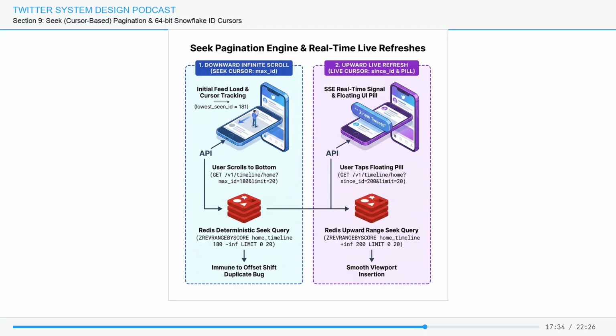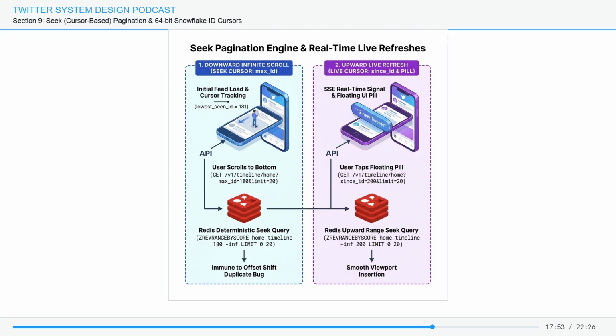And at a database level, it requires scanning and discarding thousands of rows just to find your new place, which destroys performance. So how do they fix it? To solve this, the architecture completely abandons offsets. Instead, it uses seek cursor pagination, anchored by 64-bit Snowflake IDs. I love the name Snowflake ID.